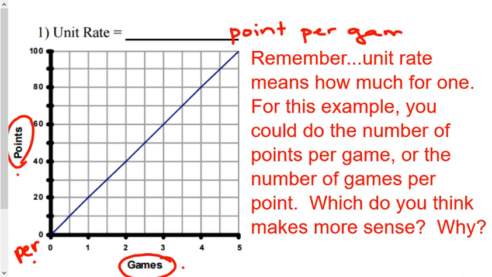So we're looking for the number of points per game. That means that we're looking for how many points in one game. So to find that, we find one game. Here's one game. We go up from that until we're on the line that shows how many points for one game. So right here is that point. When we come over, we're at 20. So that means that the rate is 20 points per game.